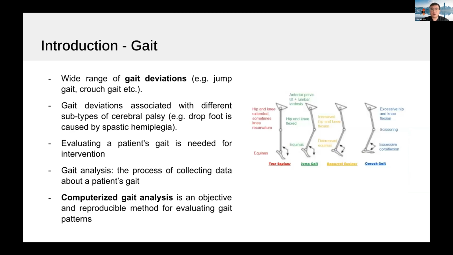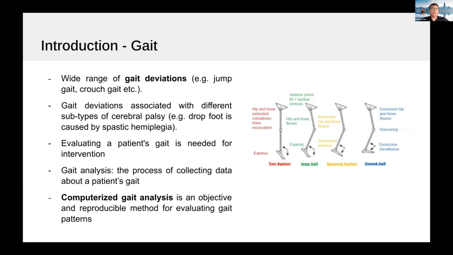So CP can cause a wide range of gait abnormalities, such as jump gait and crouch gait, which is pictured on the screen, which are all often associated with specific subtypes of CP. So being able to objectively evaluate a patient's gait is very important for intervention because you can identify the underlying causes. You can subsequently diagnose what subtype of CP they have, and then develop appropriate interventions.